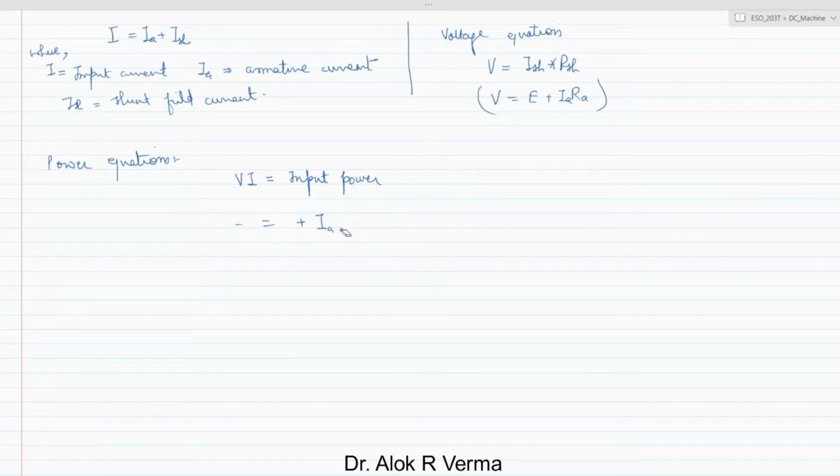Or first, let us write it in the other form. The total input power is equal to the mechanical power developed plus the losses. These losses will be in the armature and field winding.